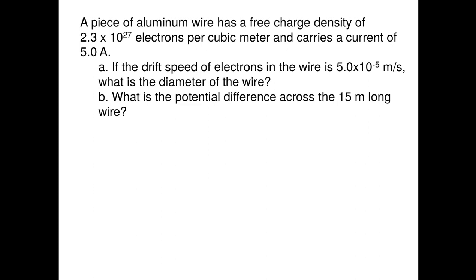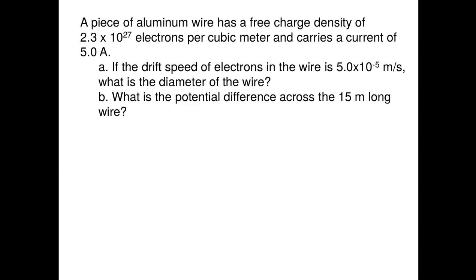So this example is there's a piece of aluminum wire, so we're going to assume the wire is cylindrical as long as it doesn't specify the dimensions. So just for now, if it says wire, we're just going to assume it's shaped like a conventional wire. It's got a free charge density of 2.3 times 10 to the 27 electrons per cubic meter. So that's my lowercase n sub e. It's carrying a current of 5 amps. So my conventional current, my capital I, is 5 amps.